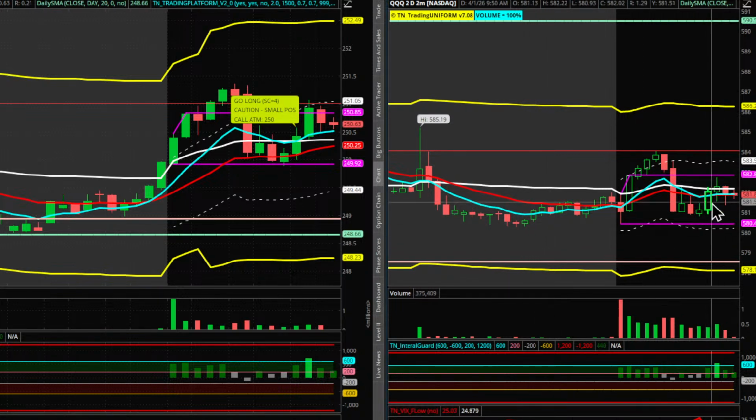QQQ is not doing anything. Interestingly, the volume for today is exactly the same as the average volume for the past 10 trading sessions.